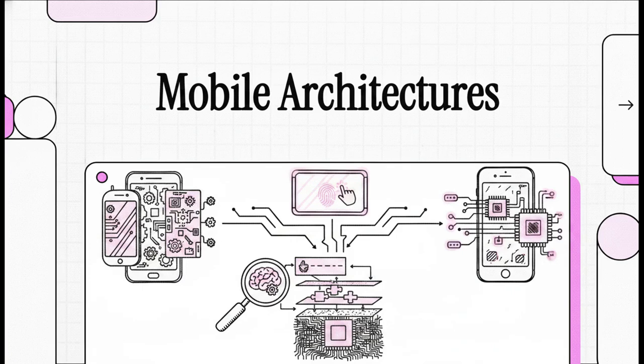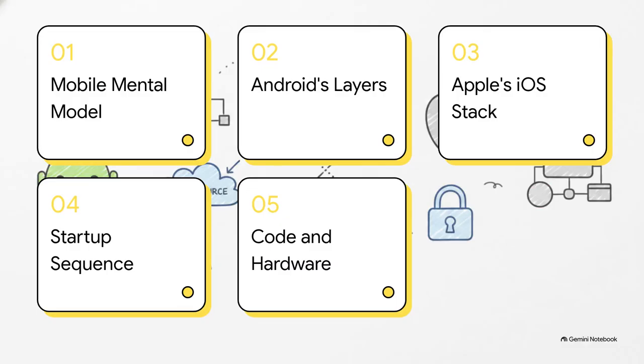Welcome to this explainer. Today we're doing something really cool. We're popping the hood on the supercomputers sitting in our pockets right now. We'll break down the mobile architectures of both Android and iOS to build a crystal clear picture of what actually happens between the glass screen you touch and the raw silicon processing your commands. Okay, let's dive into this.